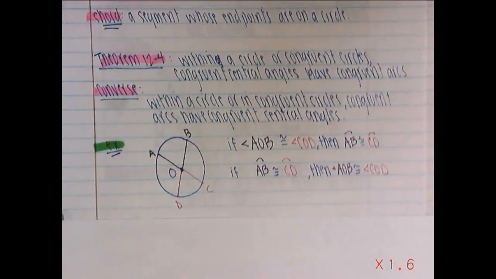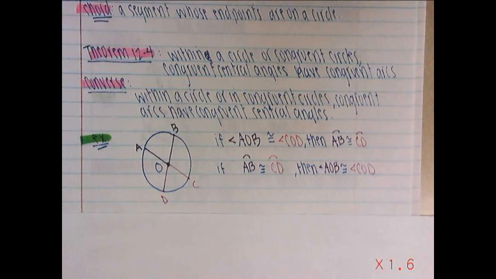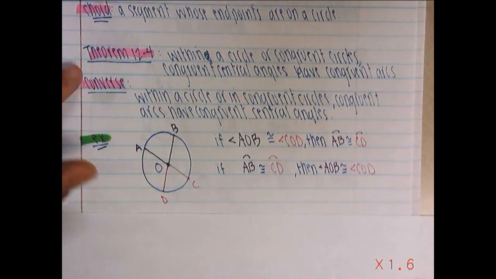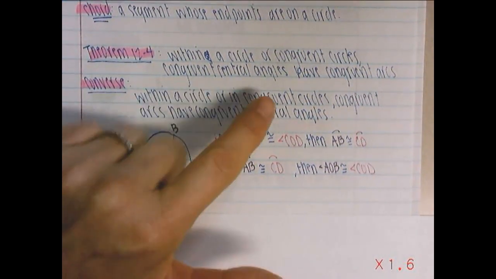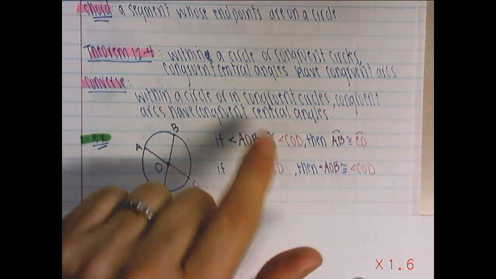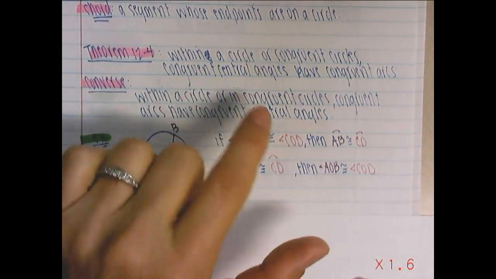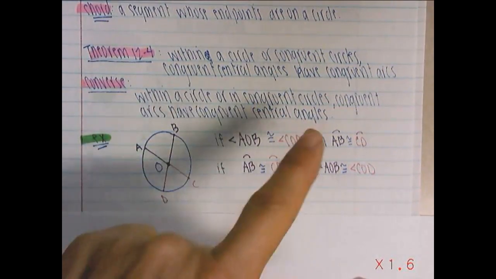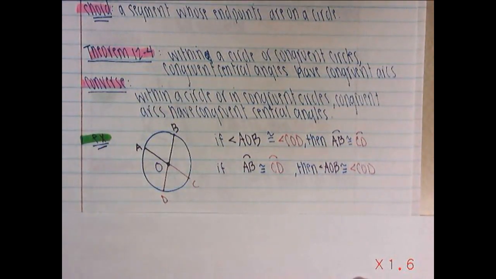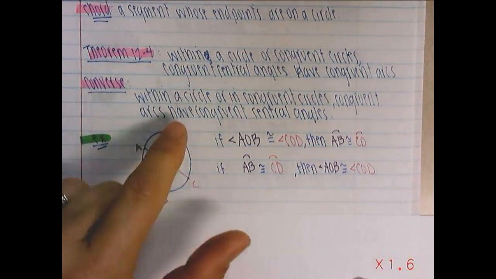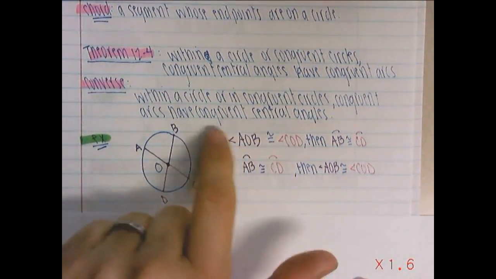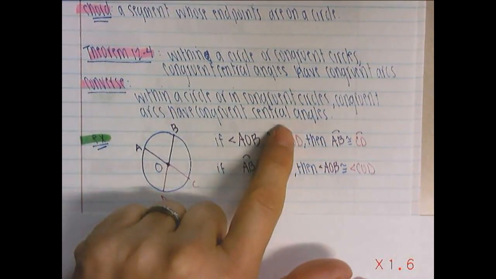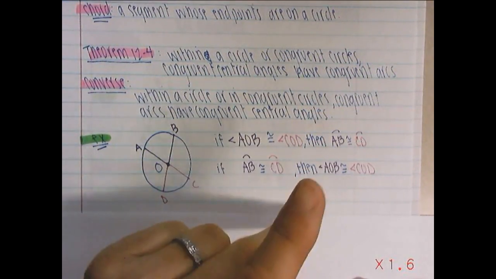So I'm going to just go ahead and show you everything that I want you to write down, but I want to go over it. You guys, you really should listen. Within a circle or congruent circles, congruent central angles have congruent arcs. So if you know that two circles have congruent central angles, then they also have congruent arcs. The converse of that is within a circle or congruent circles, congruent arcs have congruent central angles. Right, so it's just the same thing, just flip-flopped.